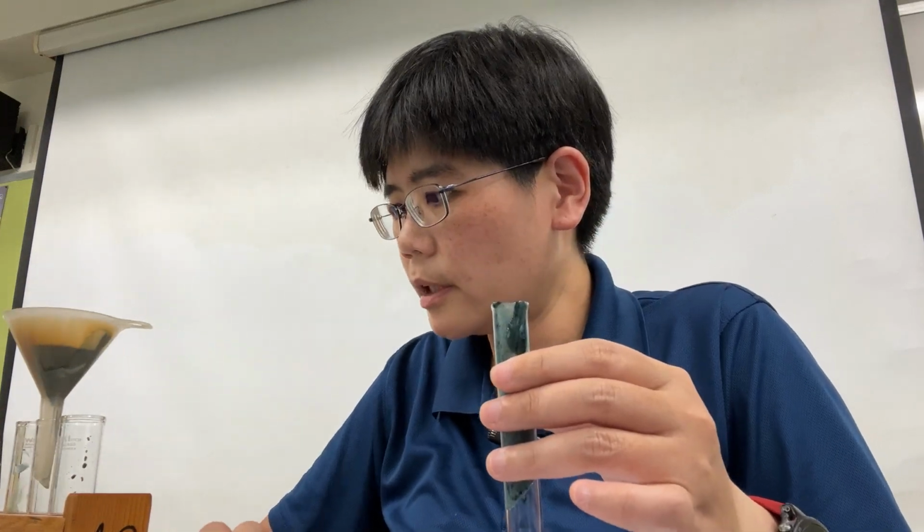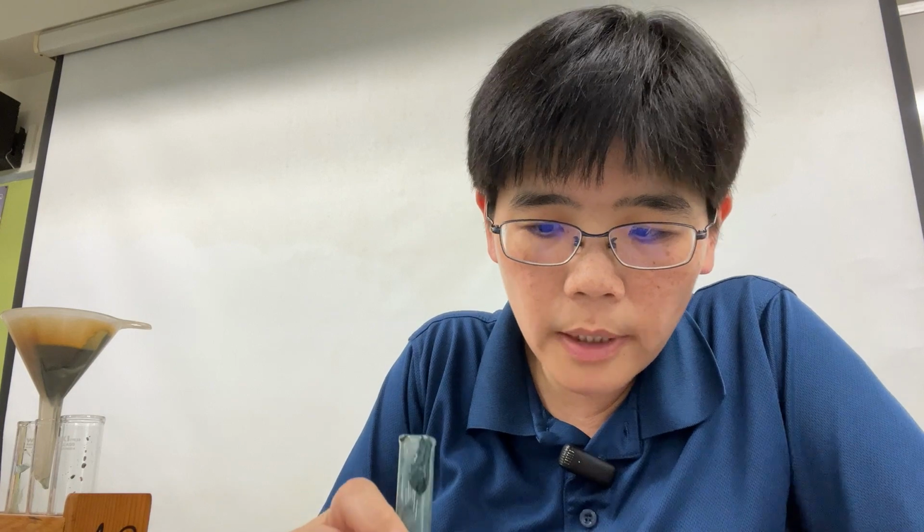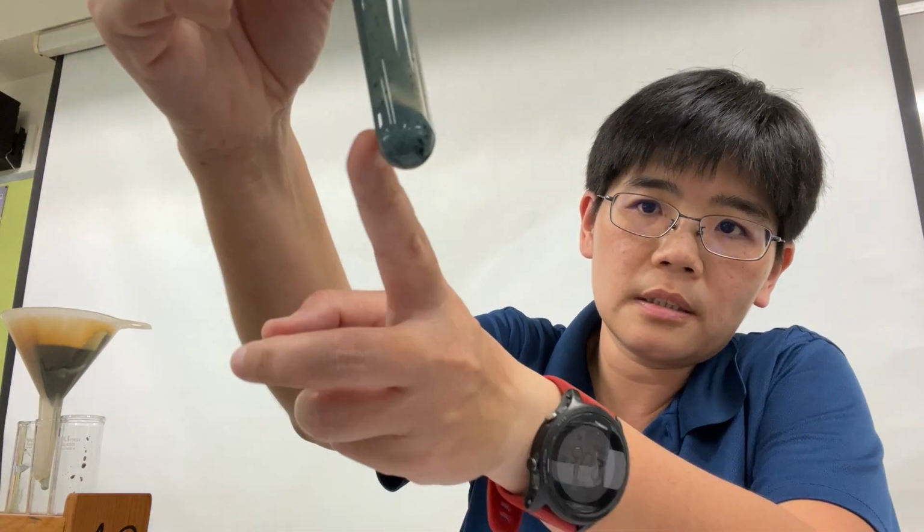Okay, so I think that's about it. Half. Gently tap the test tube on the bench to force the precipitate to the bottom of the test tube. So my tube now looks like this. Some of the precipitate has come down.